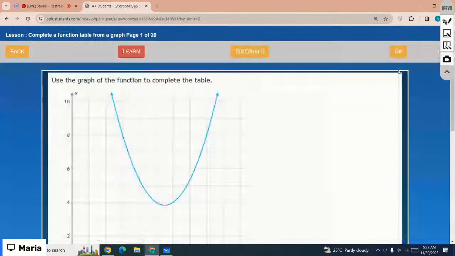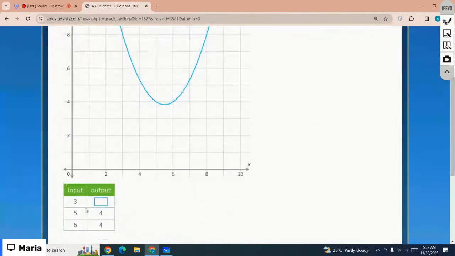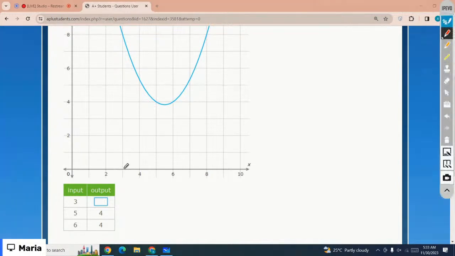Okay, use the graph of the function to complete the table. You need to calculate the value at x equals 3. You are given the input values, the output values, the input values are the x values, right? So here is the graph. Let's see x equals 3. Here is 3, right? Just match it to the graph.